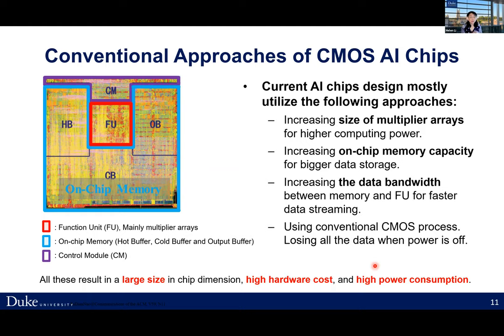One thing we noticed is that through all these approaches, generally speaking, the chip size increases, the hardware design and fabrication cost increases, and also the power consumption is very hard to constrain.